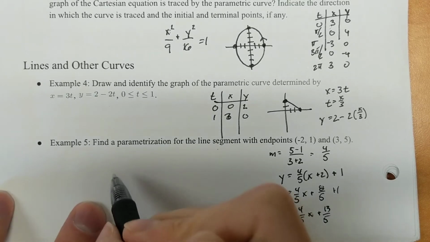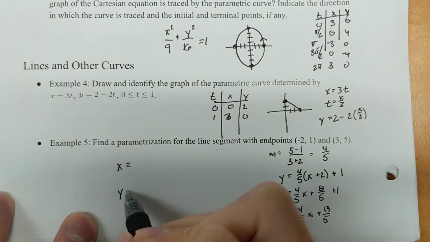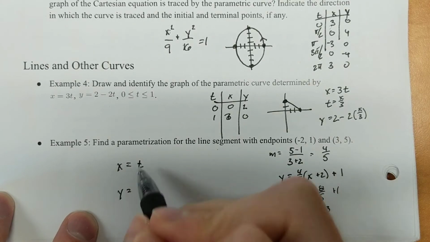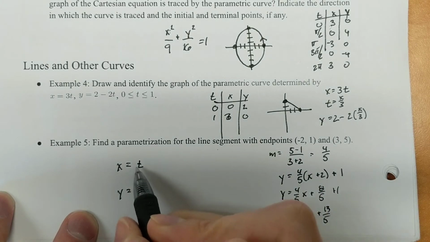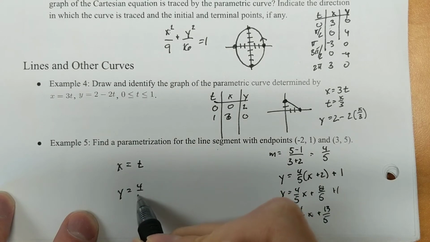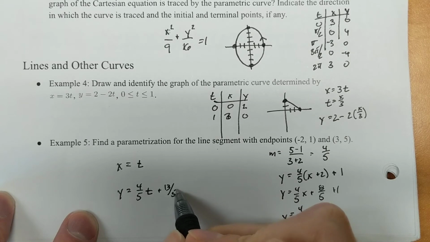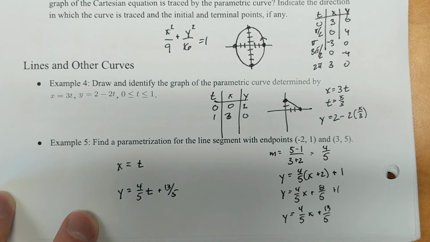All right, so there's my regular form. Now to make a parametric, I need an x equals equation and a y equals equation. So the easiest way to do this is just set the x value equal to t. And the reason you do that is then the y equation just becomes the exact same thing except with a t instead of an x. So you have that.